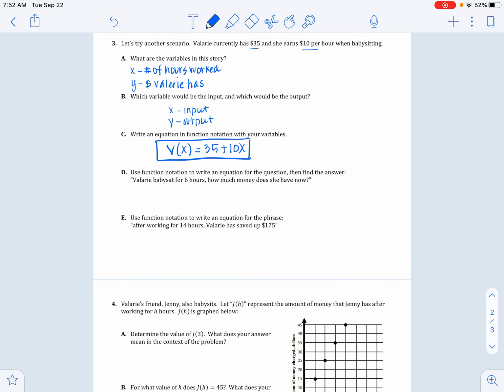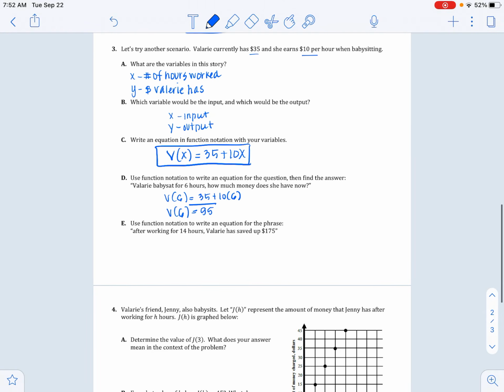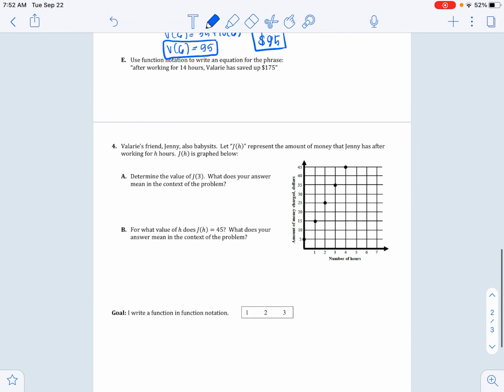Use function notation to write an equation for the question. Then find the answer. So this one says, Valerie babysat for 6 hours. How much money does she have now? All right, so we're finding V of 6. 35 plus 10 times 6. So V of 6 is 60 plus 35, $95. So there's our equation. And how much does she have now? $95.